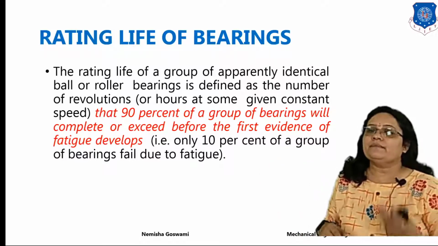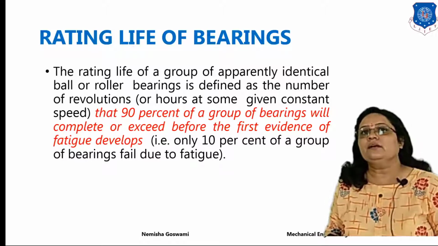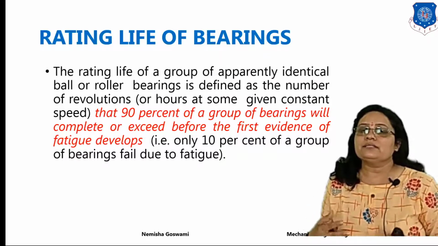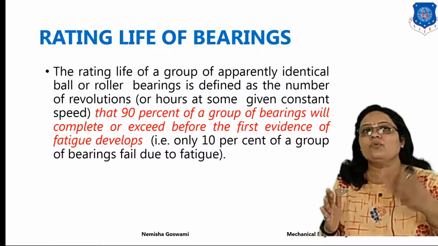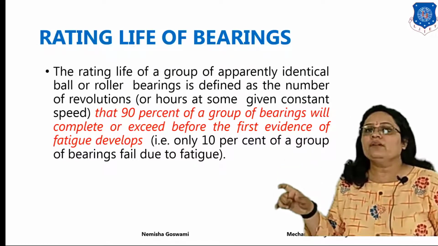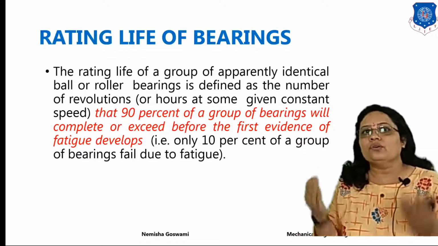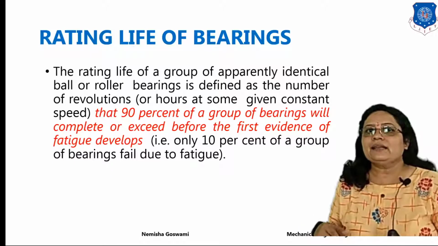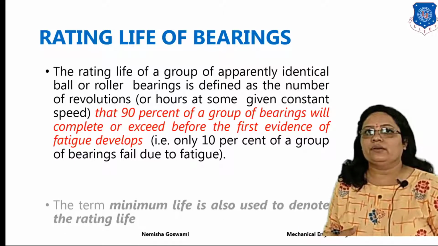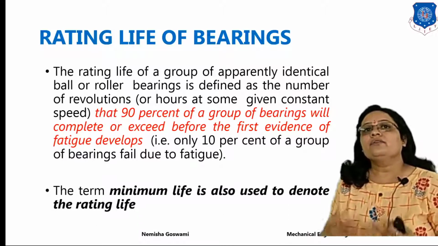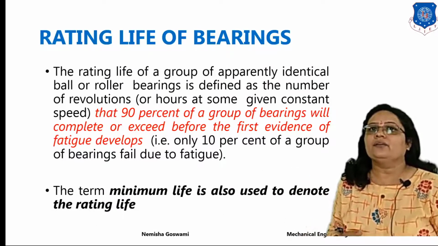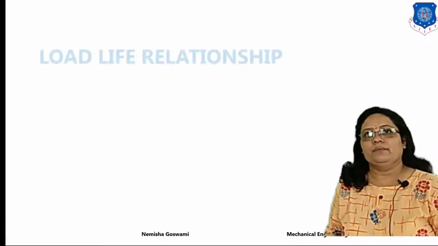Okay. And we have seen in the last lecture that if reliability is not always 90%, we have to consider reliability more than 90%. We have already seen the relation for reliability more than or less than 90%, which we can find by using the relation. Okay. And we know the minimum life is always indicated by the rating life of bearing, right?